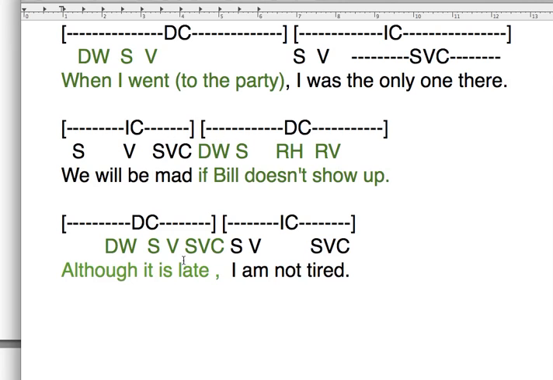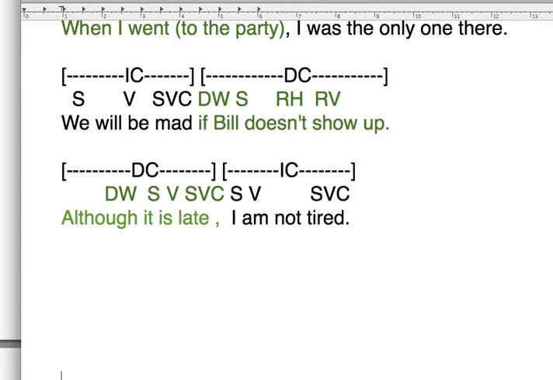One more time, although it is late, comma, I am not tired. Okay, here's a dependent clause to begin the sentence, independent clause to finish the sentence, so we put a comma after that dependent clause. Okay. The third one says if we have a dependent clause in the middle of the sentence. So let me show you an example of that.